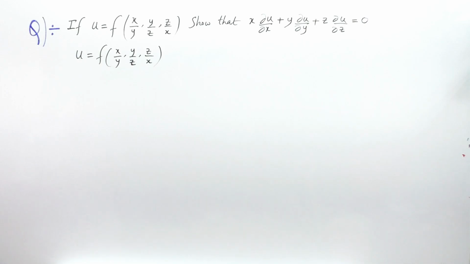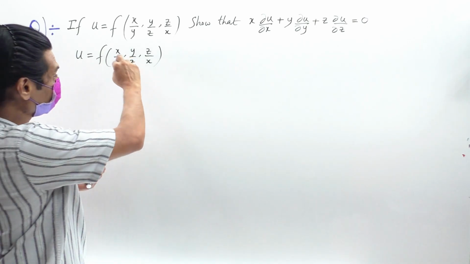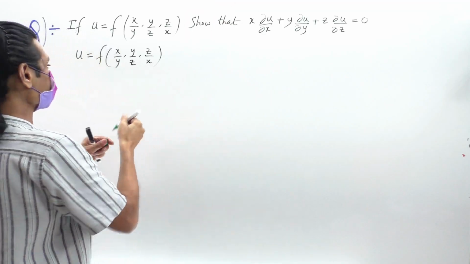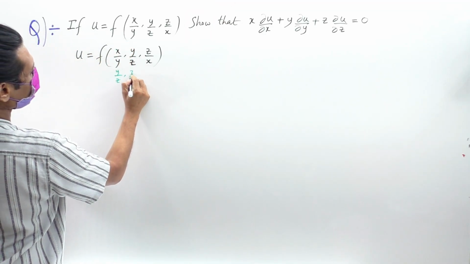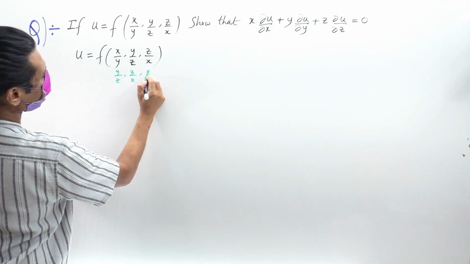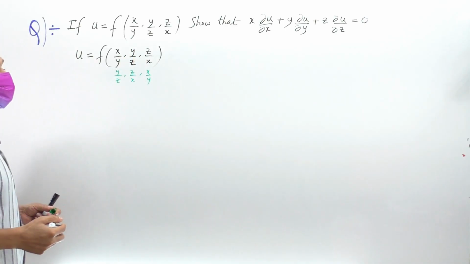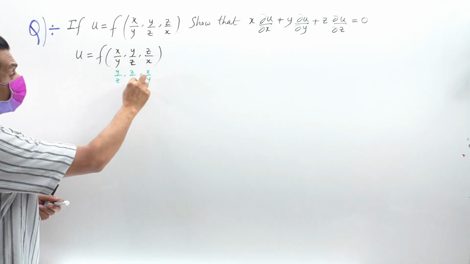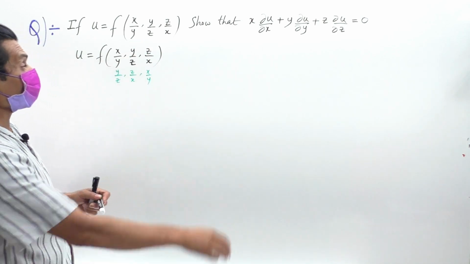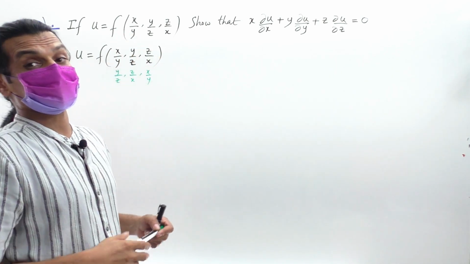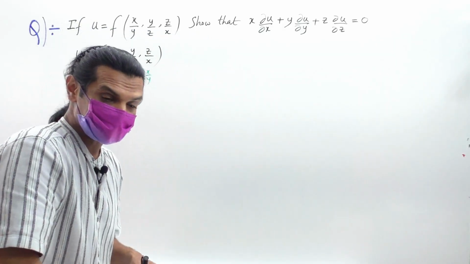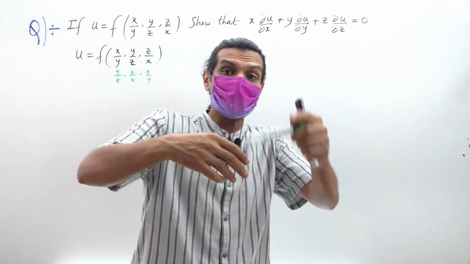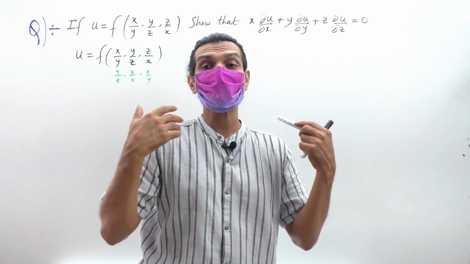So, we discussed this already. If you look at the question, if I change x to y, y to z, and z to x, the question remains the same. See, x by y, y by z, z by x. Such problems or functions are called symmetric functions. That is, when you change x to y, y to z, z to x, the question remains the same.